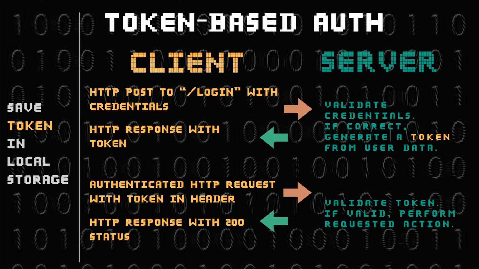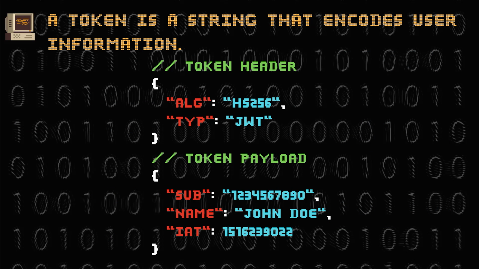So what is a token really? A token is a string that encodes user information, as you can see on the screen. And we have here token header and token payload. I've talked a lot about tokens when I've explained JWT or JSON Web Tokens. I have two different videos on JWTs, one with Flask and one with FastAPI. I'm going to leave the links to those two videos in the description section below.